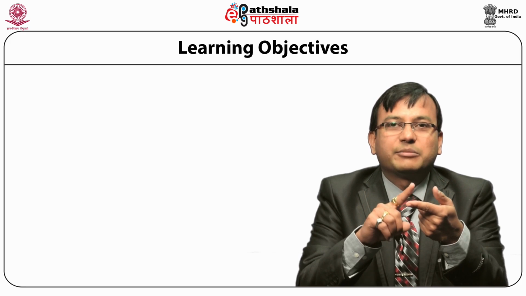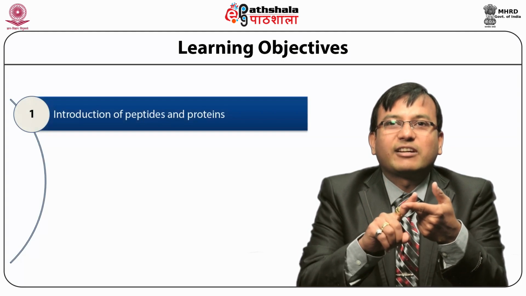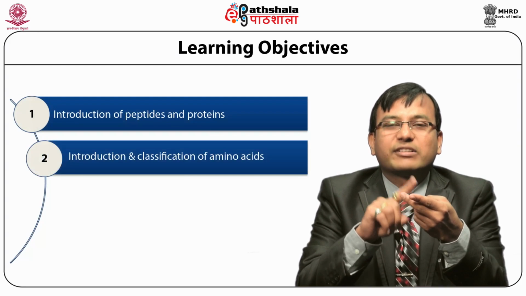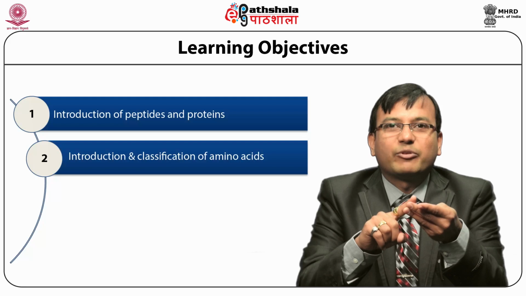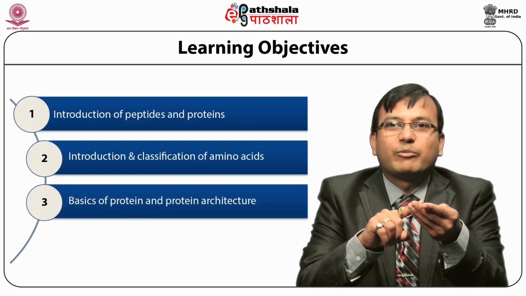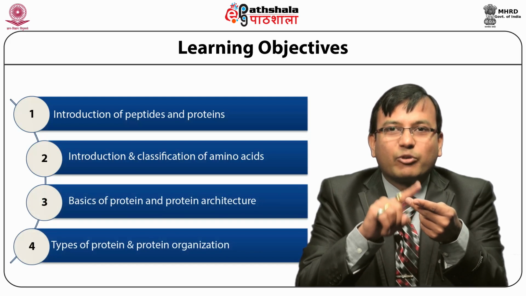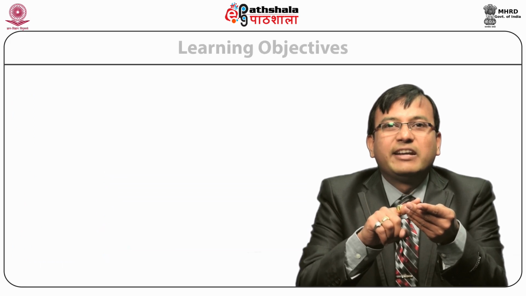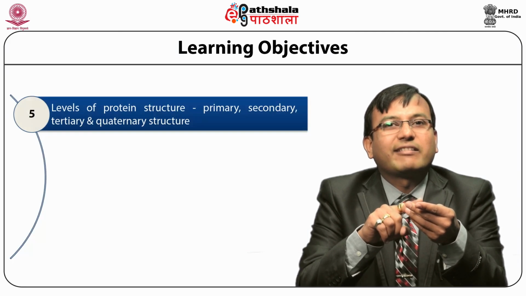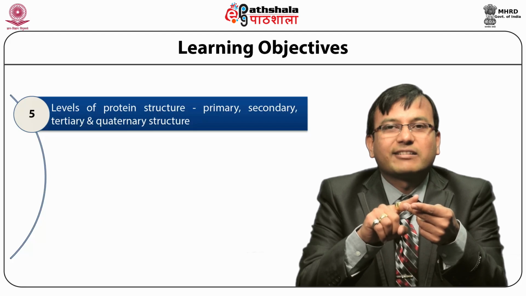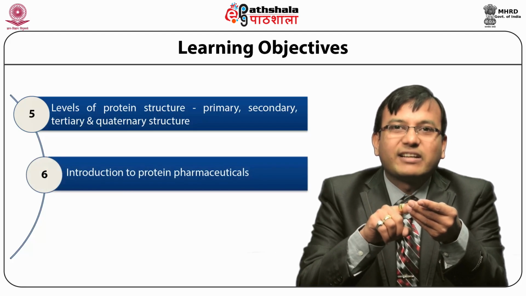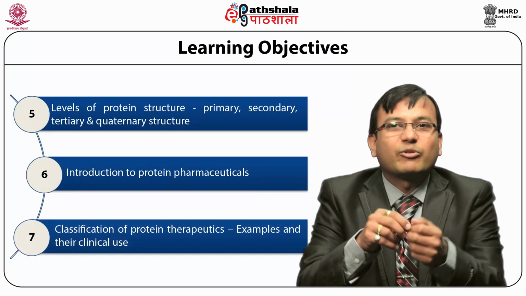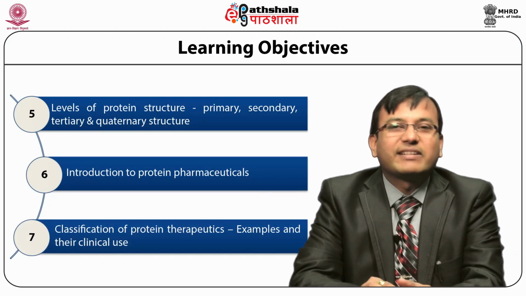We are going to discuss the introduction of proteins and peptides, introduction and classification of amino acids which are the building blocks of the proteins, basics of protein and protein architecture, types of proteins and protein organization, different levels of the protein structure like primary, secondary, tertiary and quaternary structure, introduction to protein pharmaceuticals, and lastly the classification of protein therapeutics, their examples and their clinical use.